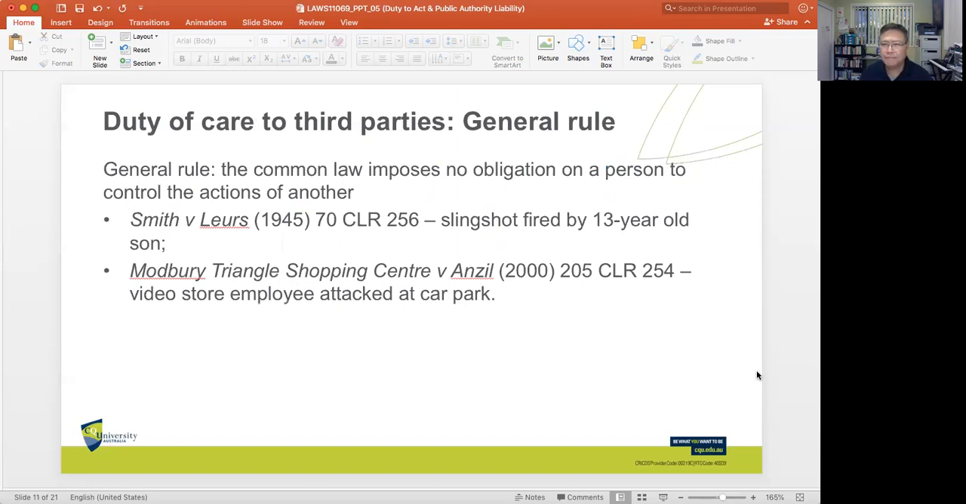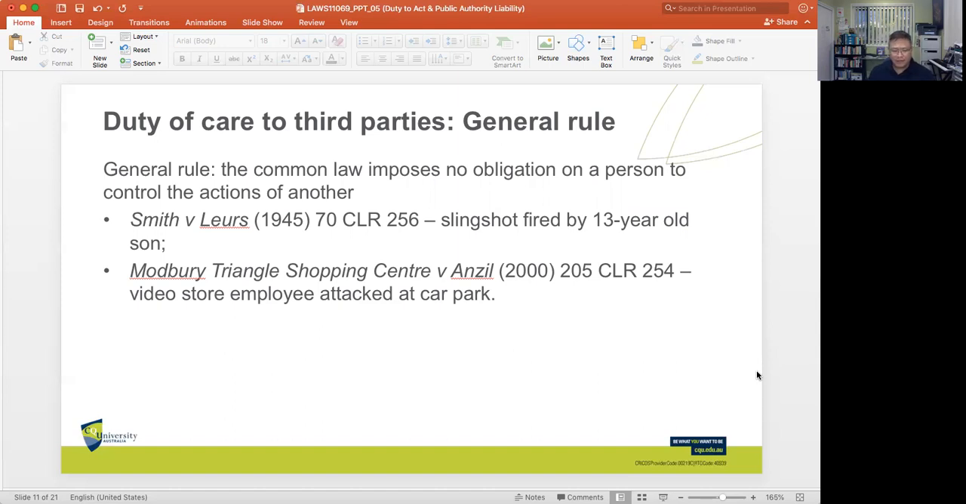Okay, let's look at another scenario now. We're looking at the duty of care to third parties. What we've covered so far were issues about the Good Samaritan and the fact that there is no duty to rescue anyone.